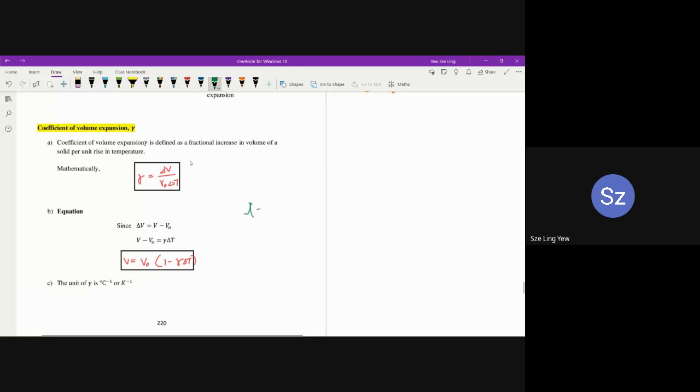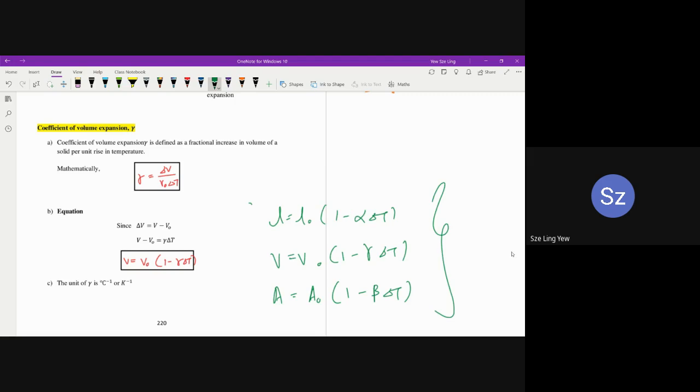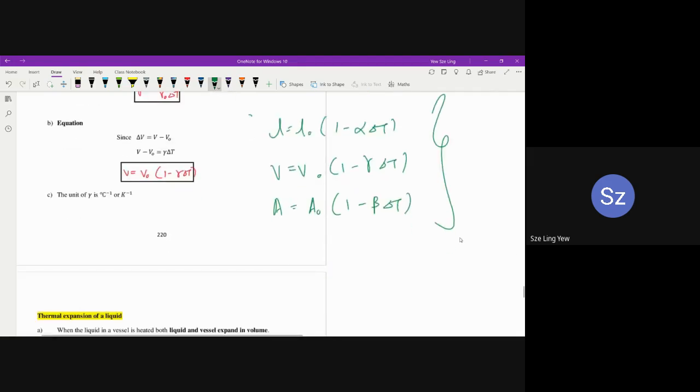So again, if you write down the three equations: L final equals L initial times (1 plus alpha del T), V final equals V initial times (1 plus gamma del T), and A final equals A initial times (1 plus beta del T). You see the equations look very similar. The difference is in the symbols used.